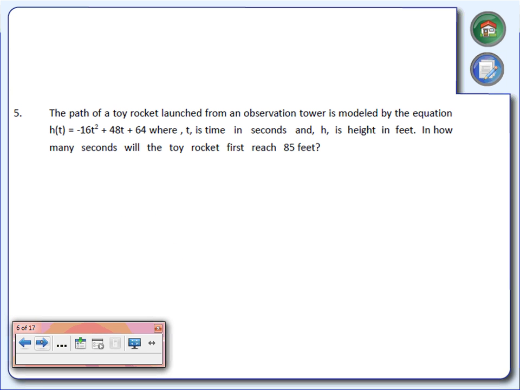Number 5. The path of a toy rocket launched from an observation tower is modeled by the equation h of t is equal to negative 16t squared plus 48t plus 64, where t is going to represent the time in seconds, and h is going to be the height in feet. What we're looking for is how many seconds will it take for the rocket to reach 85 feet? Well, 85 feet is the height. So we're going to replace h of t over here with 85. And it's going to be equal to negative 16t squared plus 48t plus 64. So this is what I'm working with. This is what I'm solving.